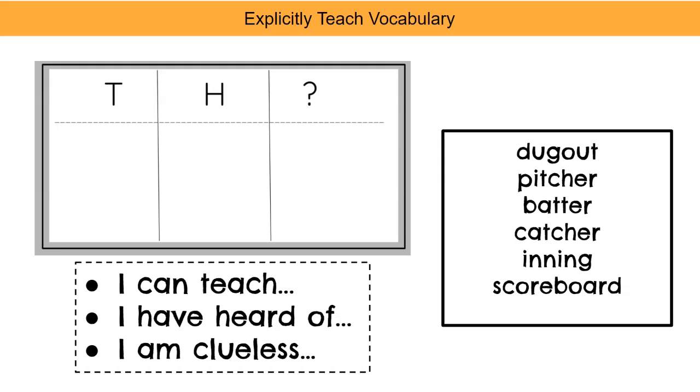Maybe when they get to the word, the picture, they're like, oh, I've heard of that. I'm not exactly sure what that is in baseball. Or maybe they get to the word inning. I'm not exactly sure. I'm clueless with that word. Then you could take your students and match them up accordingly. Those that can teach specific words could help students that do not know how to interpret that word or understand the meaning of them.